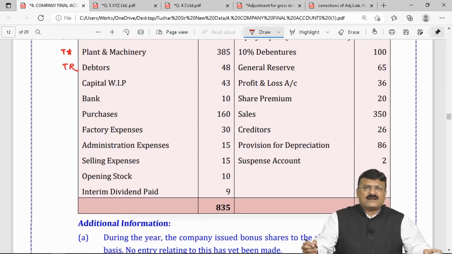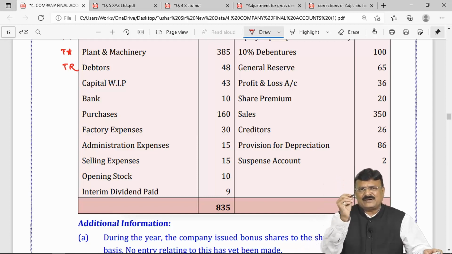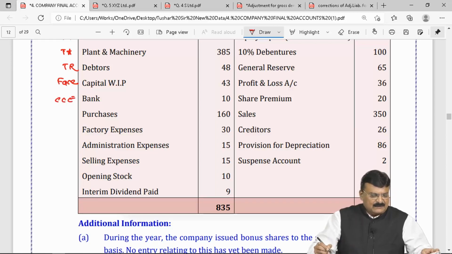Capital work in progress has its own head. There is no note for that. On the face of the balance sheet, there is a separate item under non-current asset, property, plant and equipment. Capital work in progress, so it will be directly on the face of the balance sheet. Bank is cash and cash equivalents. Purchases will go to P&L, purchase of stock in trade.